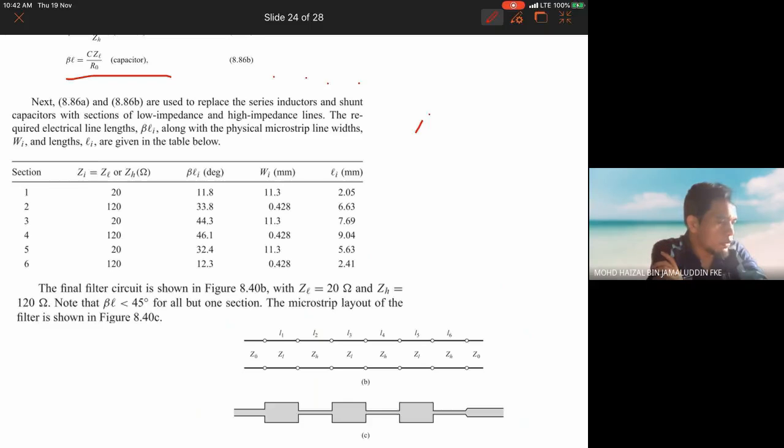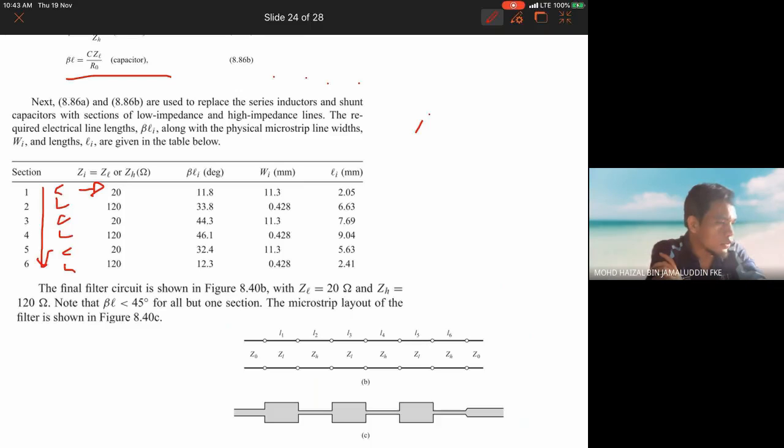So here is an example of the table. You write a section, here sections 1 to 6, and you include the alternate impedance, whether it's Z low or Z high. In this case, we choose capacitor first, so the capacitor is using the Z low first. So you are using capacitor, inductor, capacitor, inductor, capacitor, and inductor. So you include this impedance value.